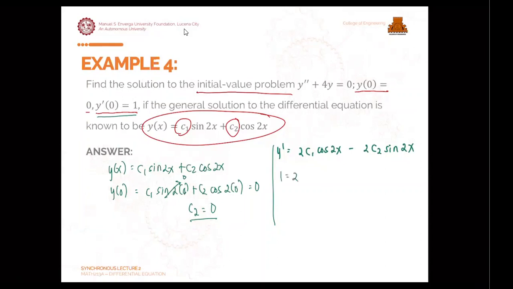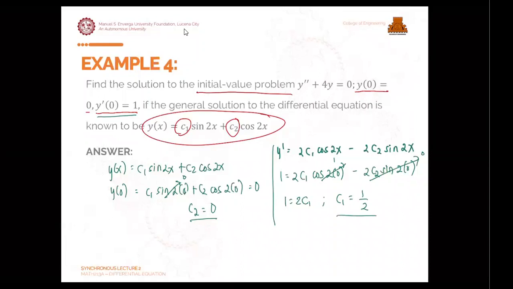is equals to 2 C1 cosine 2 times 0 minus 2 C2 sine 2 times 0. Again, itong part na to is magiging 0 lang kasi sine 0 is 0. So, 1 is equals to, ito magiging 1. So, 2C1. So, may value tayo na C1 is equals to 1 half. Okay? So, nakuha natin yung value ng C1 na 1 half.